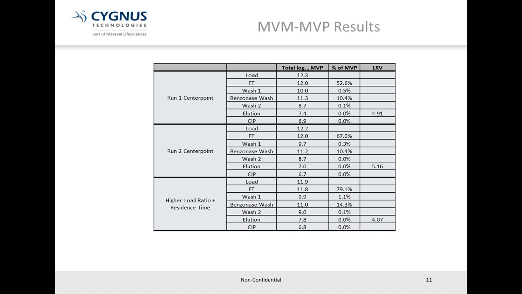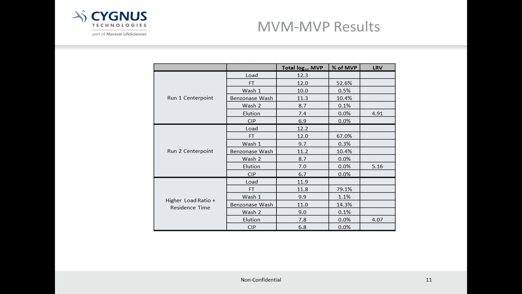Indeed, where our particle did come out is during the flow-through predominantly, where you see a 52% percentage there in center point run 1, and a 67% of the total particle challenge coming out in the flow-through for center point 2. The other fraction where we saw our particle elute out was during the benzonase wash step. So by the time elution occurs, there's very little particle that remains bound on that column, which is why we see these nice LRVs. Those were both with center point.